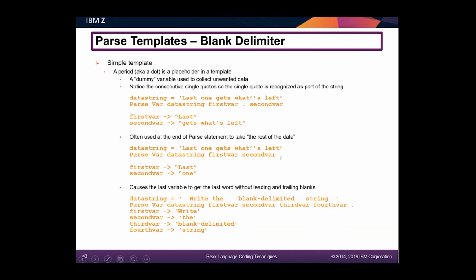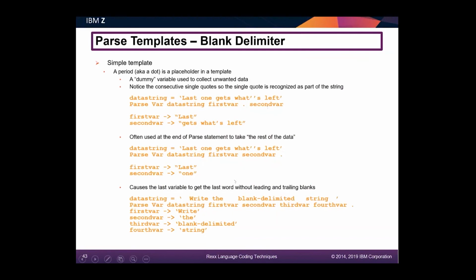What you will most often see, though, is a dot at the end of a statement, and that's to say just take the rest of the data and throw it away. Or, as in the case we'll see later, make sure the last part is cleaned up. So in this case, data string is 'last one gets what's left.' I'm parsing the variable data string into first var, second var, dot. So first var is equal to last, second var is equal to one, and 'gets what's left' gets thrown away because I used a dot to say throw the rest away.